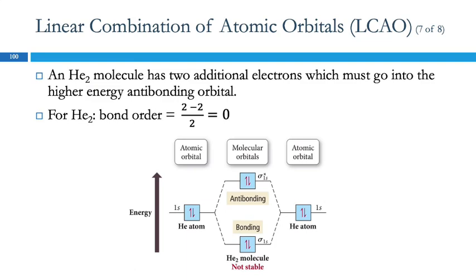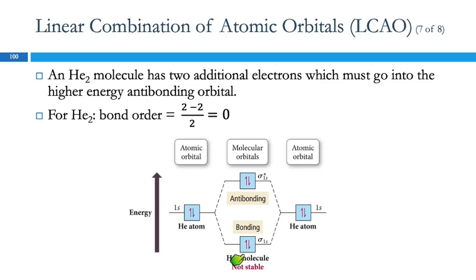So let's look at the next most simple molecule, He2. Here we have a helium atom. It's got 2 electrons. This is its orbital diagram. Here's the other helium atom. Again, we're combining 2 1s orbitals, and so we get 2 new orbitals.